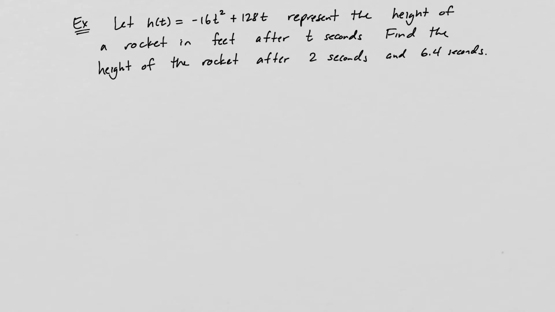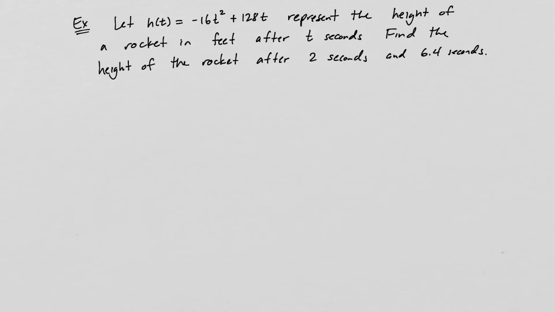Okay, so our next example is an application of polynomials. Let's suppose the polynomial function h of t equals negative 16 times t squared plus 128 times t. Let that represent the height of a rocket in feet after t seconds. And so if you're wondering why we use h of t, in this case, h stands for height, so it kind of makes sense. Let's find the height of the rocket after 2 seconds and 6.4 seconds.